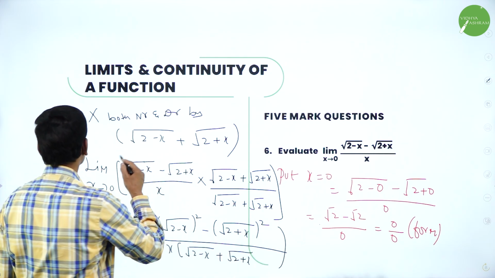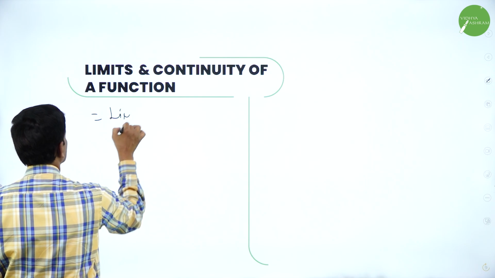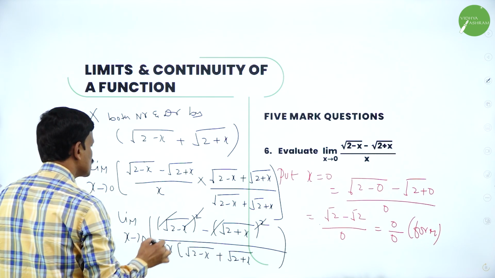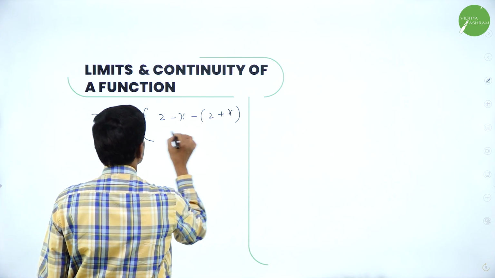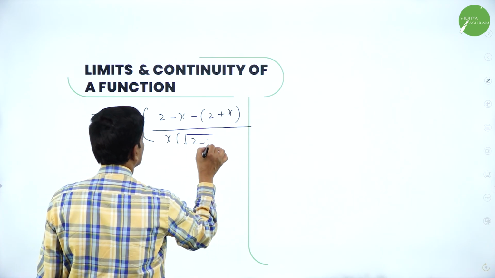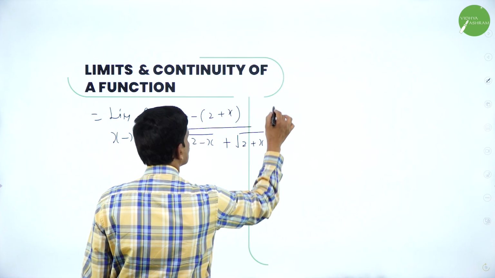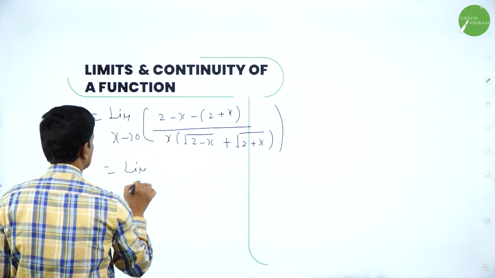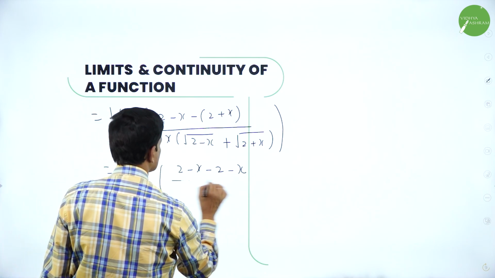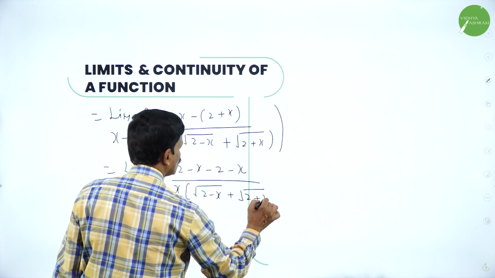Now what happens? Square root gets cancelled. This can be written as limit x tends to 0 of 2 minus x minus the whole of 2 plus x, divided by, in the denominator, x into square root of 2 minus x plus square root of 2 plus x. Now this is equal to limit x tends to 0 of minus 2 minus x divided by x into square root of 2 minus x plus root of 2 plus x.